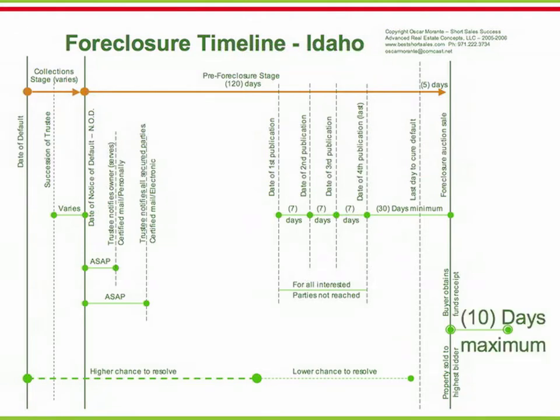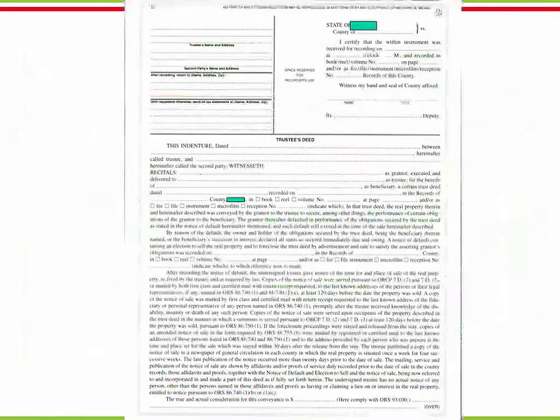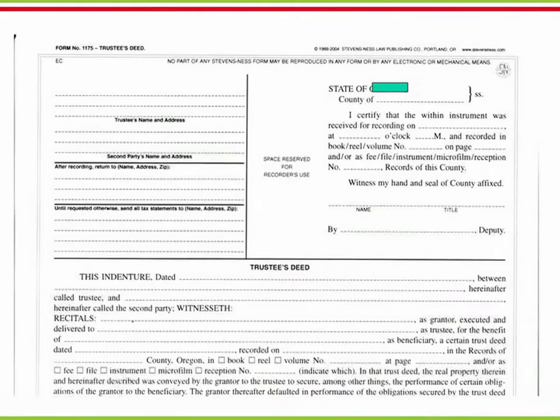At this point, the highest bidder is not yet the new property owner. The trustee has a maximum of 10 days to confirm the validity of sale. Foreclosure sales are often nullified by bankruptcies, reinstatements, full payoffs, etc. As soon as the validity of the sale is confirmed, the highest bidder will obtain a trustee's deed and therefore become the new owner. This is a sample trustee deed.